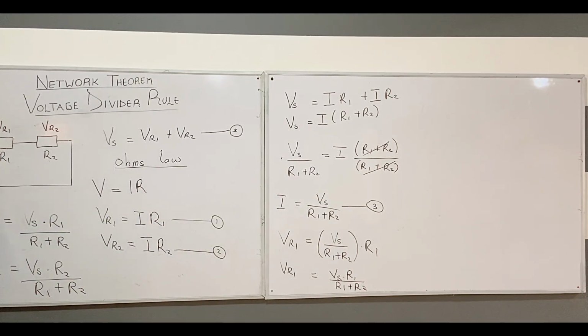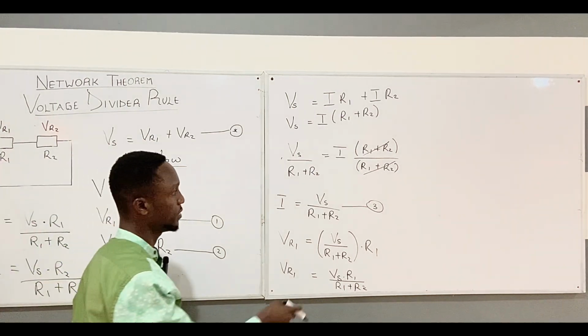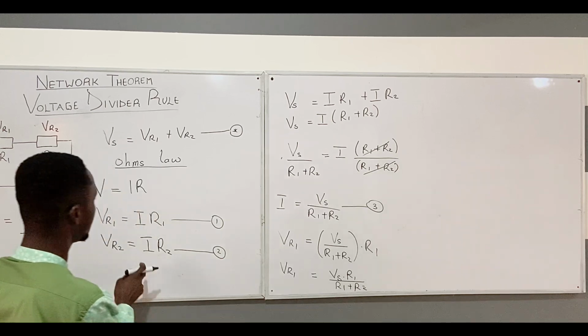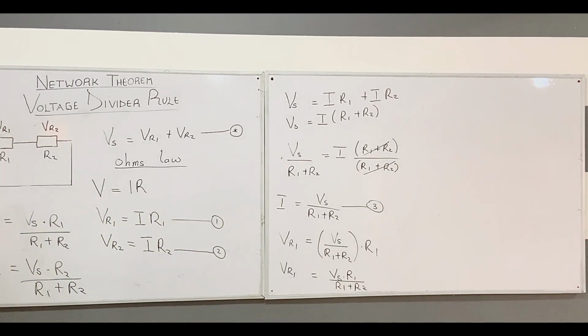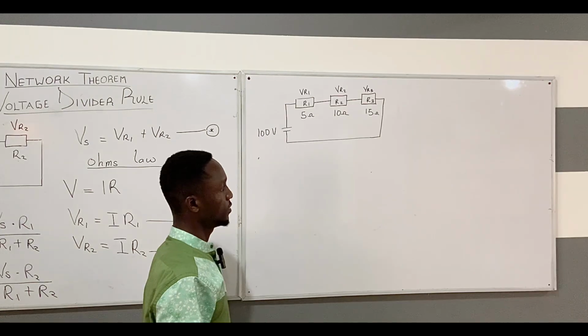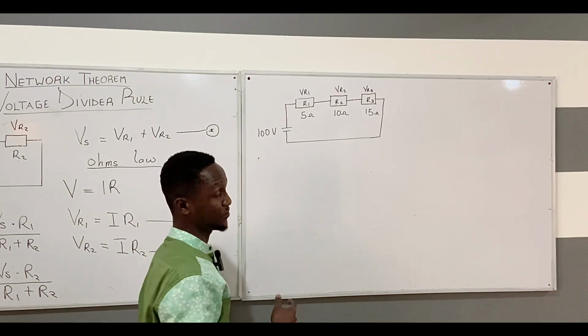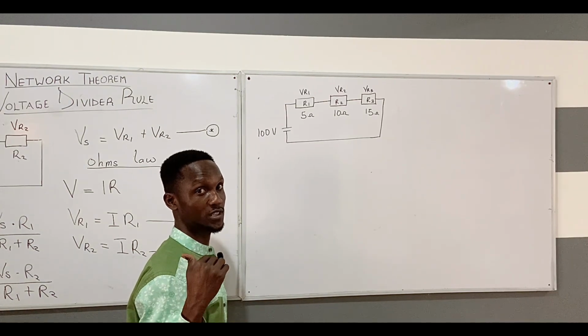So now when you compare this formula with this one, you could see that they are the same. This explains the reason why the voltage across the first resistor is like this, and the voltage across the second resistor is this. You can also take the I and substitute it here into equation 2, and you are going to generate this formula, as simple as that.